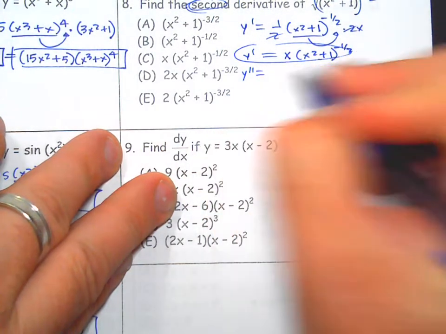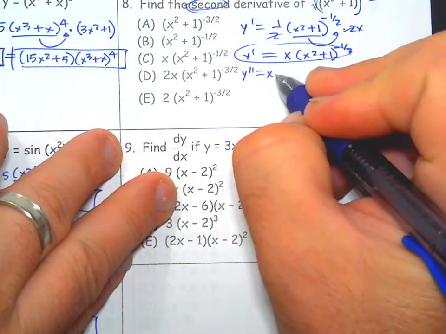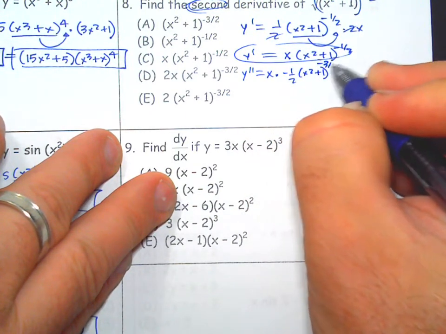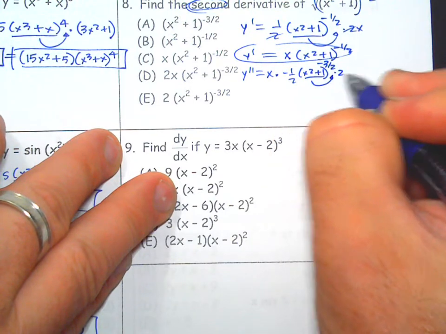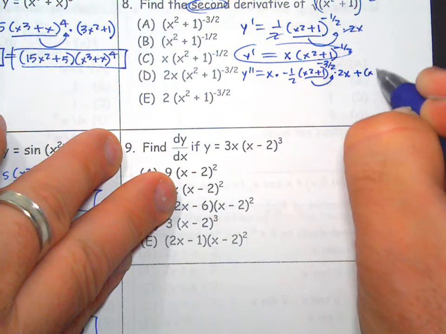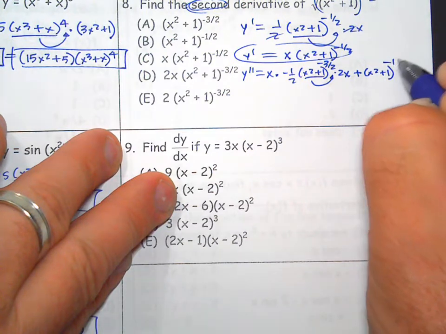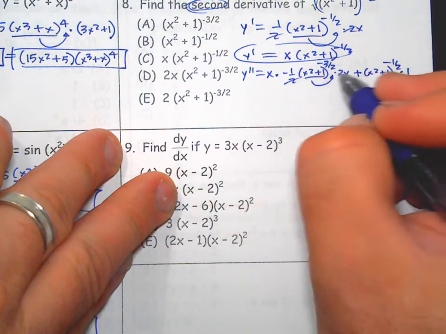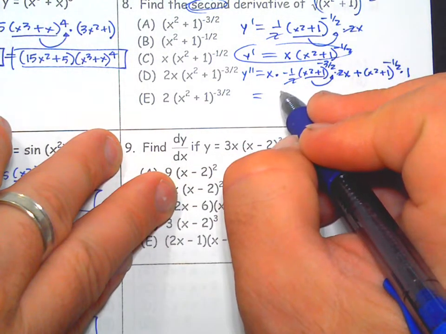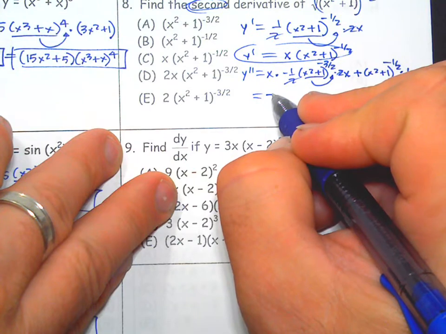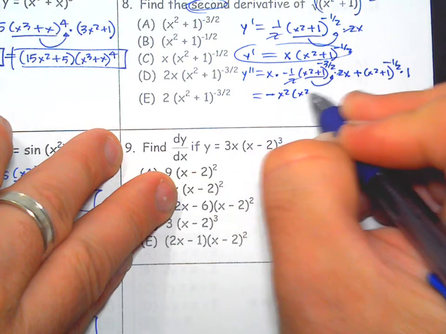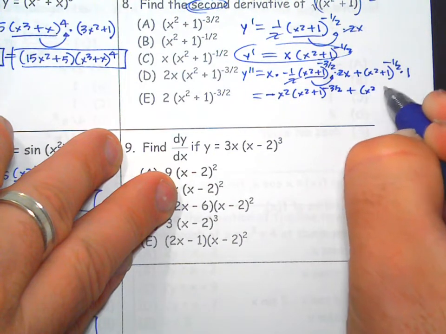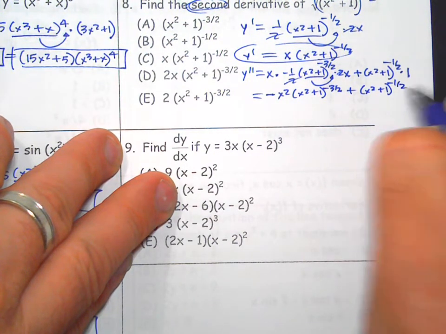Second derivative, so we would probably do the product rule here. x times derivative of that, which is -1/2 times x squared plus 1 to the -3/2 times the derivative of what's inside, 2x, plus x squared plus 1 to the -1/2 times derivative of x, which is 1. So it's product rule. Let's try and clean it up. So it's going to be negative x squared plus 1 to the -3/2 plus x squared plus 1 to the -1/2. Now, do we see an answer that looks like it?